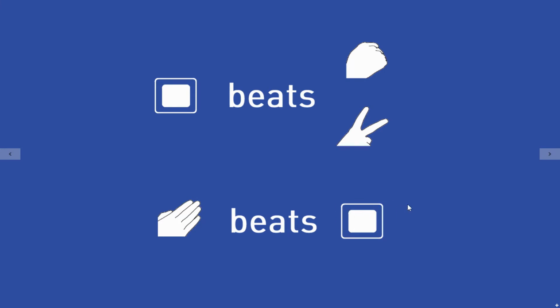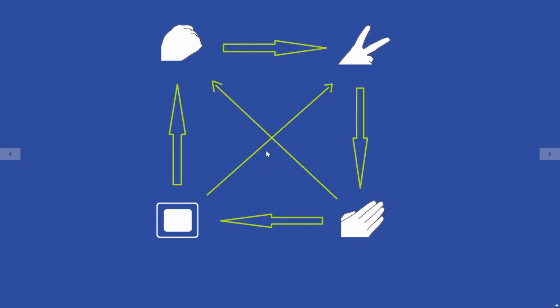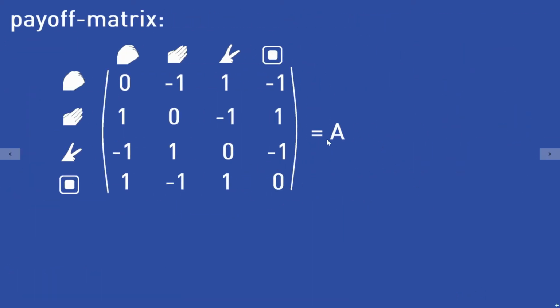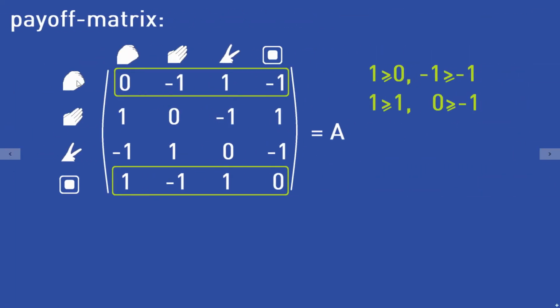When visualizing this game in a graph, you immediately see that something's not right. Some figures are better than others. For example, the well beats scissors and rock, but the rock only beats scissors. So this indicates unfairness. When taking a look at the payoff matrix, which looks like this here, you can see that playing the well is always a better idea than playing rock. Because well always leads to better results than rock, which you can see here.